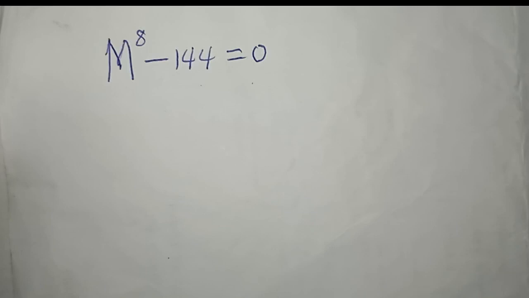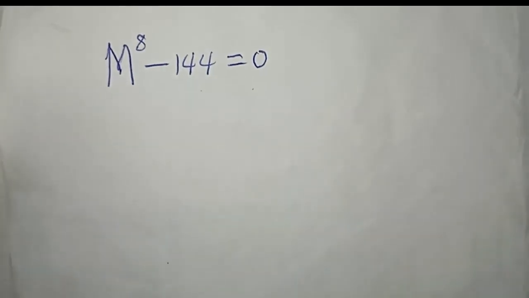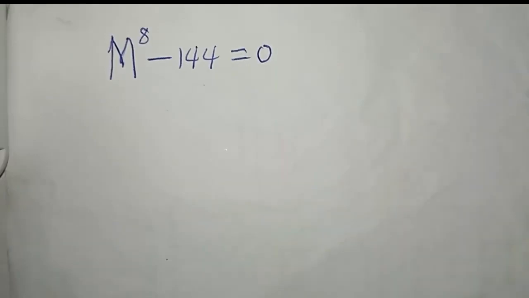So we have this problem right here. This is m power 8 minus 1448 equal to 0. We're just expected to find out the real values of m that actually satisfy this equation.